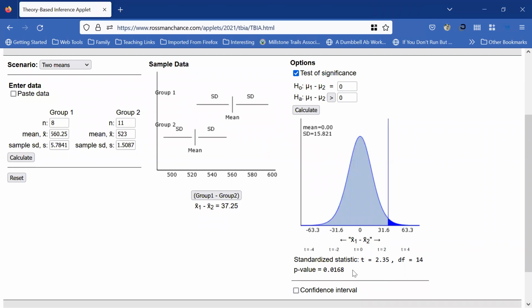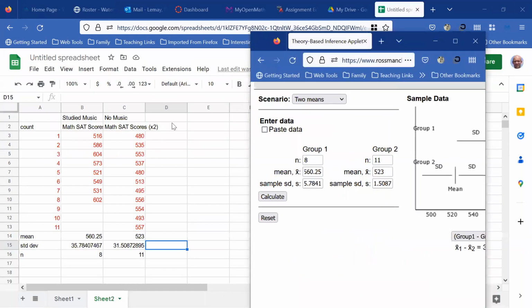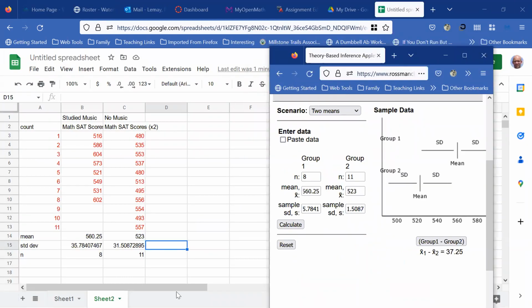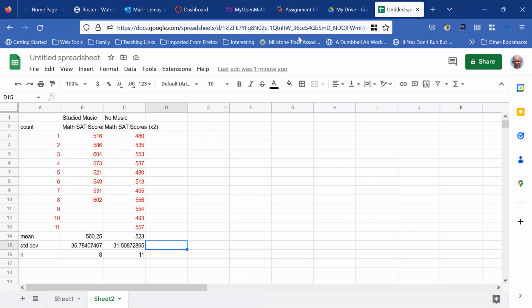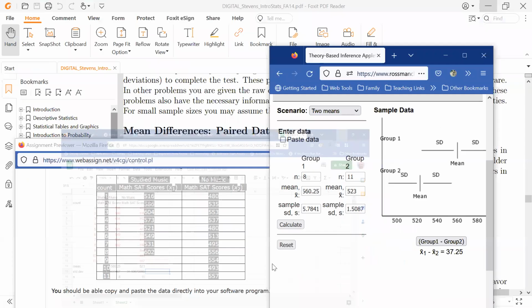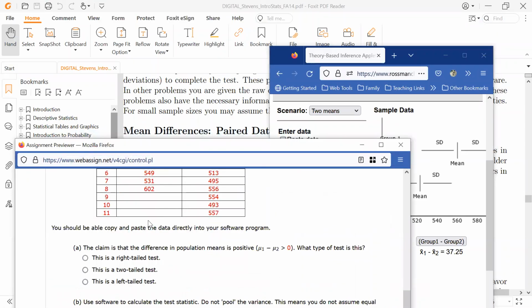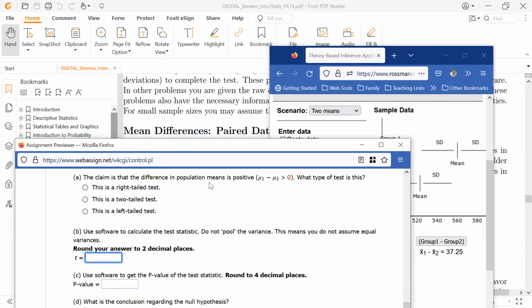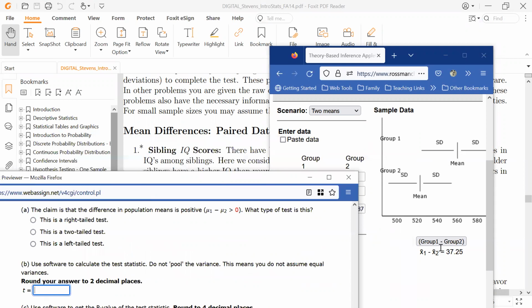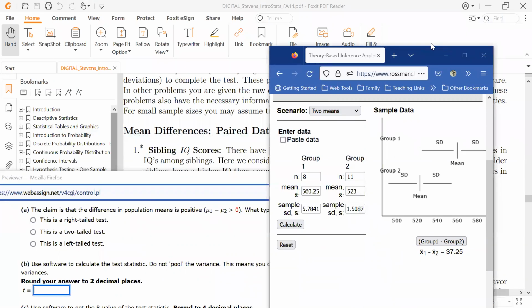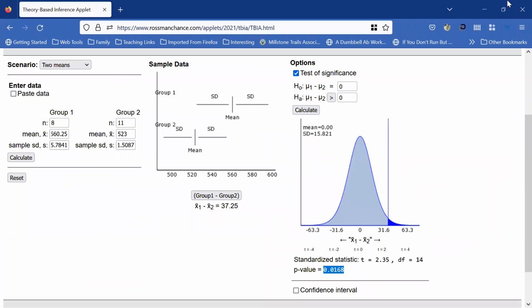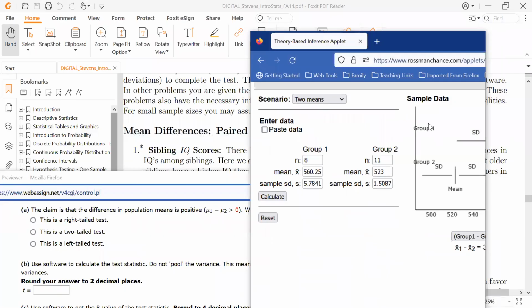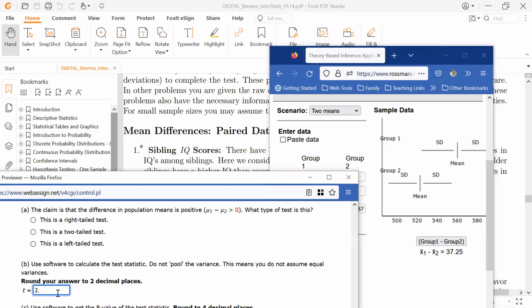We'll calculate it. There's our test statistic, there's our p-value. So 2.35. Let's see, where's WebAssign? Sometimes this happens. Here it is. What was it? It was 2.35, and I got the 2.35. It's a right tail test.